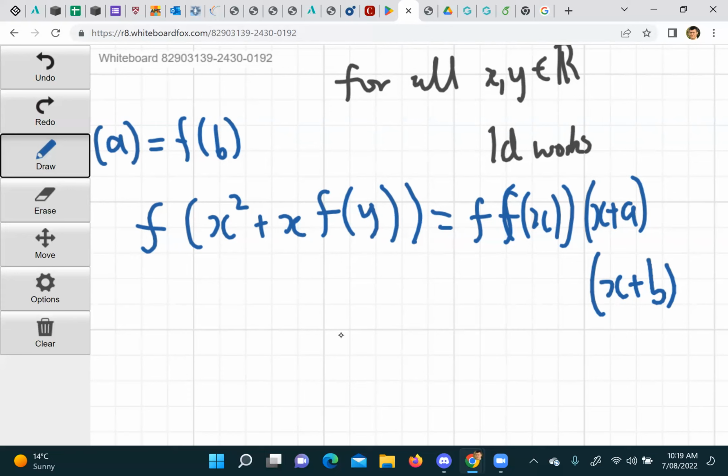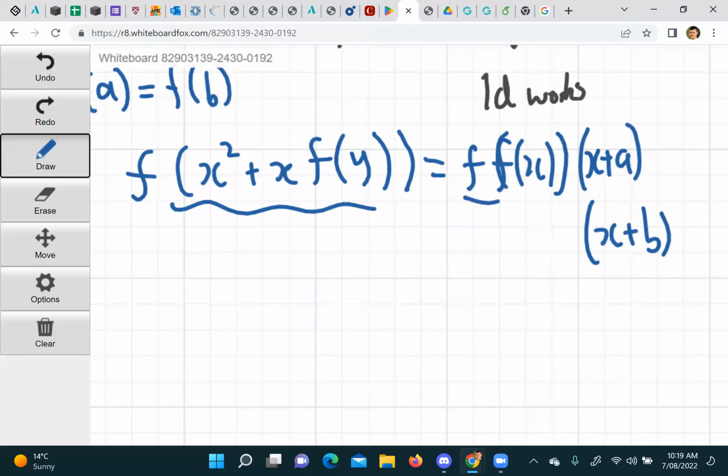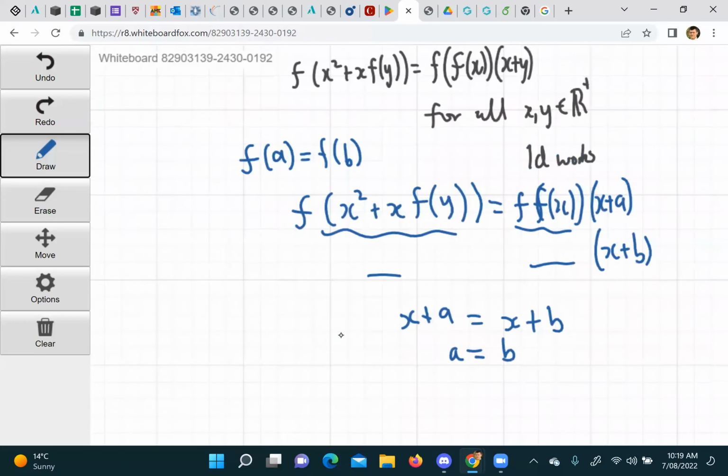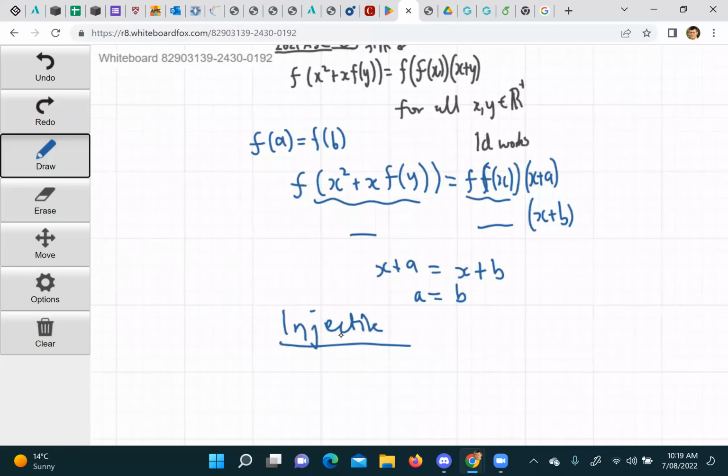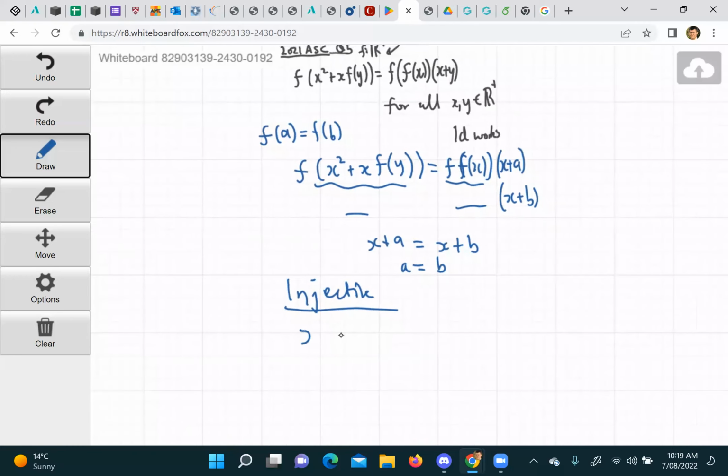Okay, so basically you can see that f is injective, right? So this is equal, this is equal, and these x plus a equals x plus b. And bang, a equals b. So once you prove it's injective, you can substitute x equals y equals a half into the functional equation, and that's kind of useful because the f of x just goes to f of x. There's no term, and we can use injectivity.